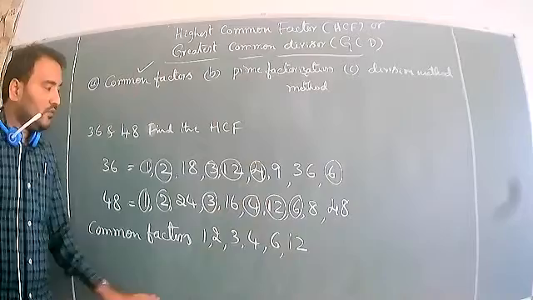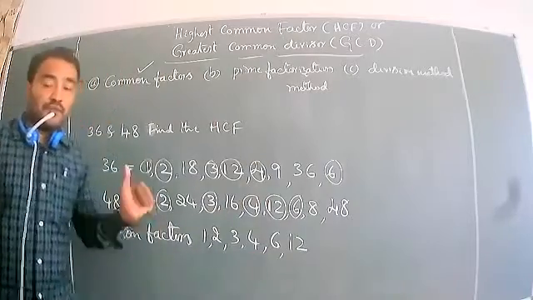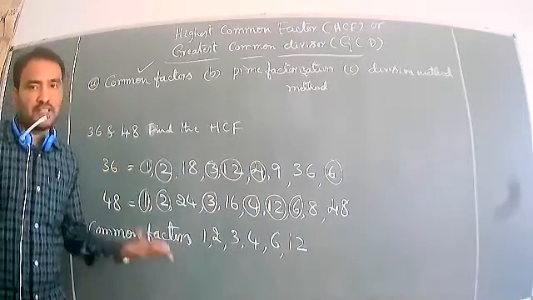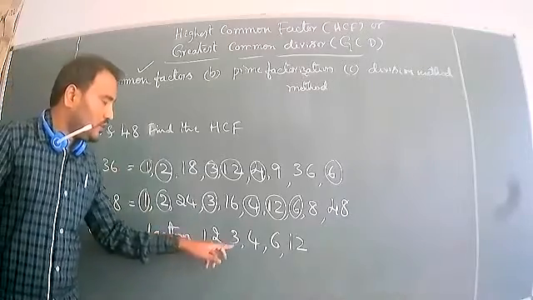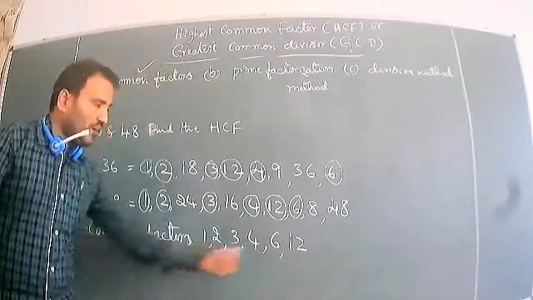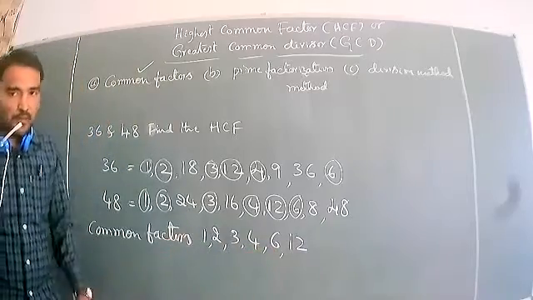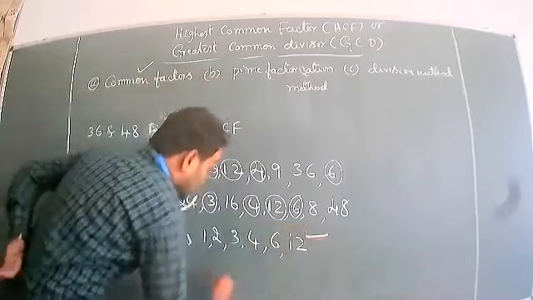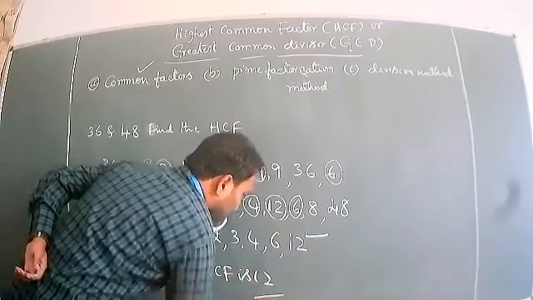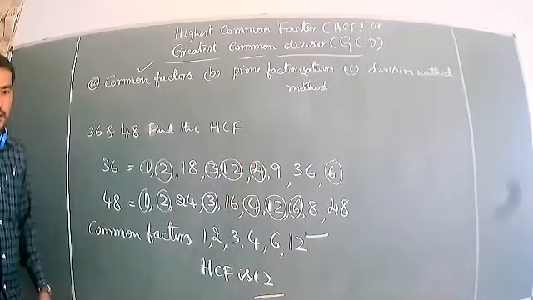Is it right? Now, in this common factor, which number is greater? So 1, 2, 3, 4, 6 and 12. In these common factors, which one is greater? 12. Yes, 12 is the greater. So now the HCF is 12. That is the answer.